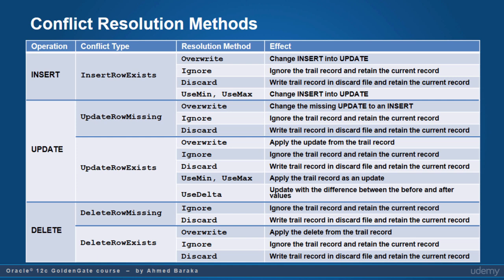The table also shows you what will be the effect of using a specific resolution method with a specific conflict type. For example, if you use the overwrite method with the update row missing conflict, the replicate will change the missing update operation to an insert operation to apply the record in the target database.